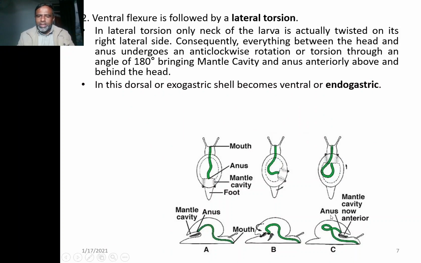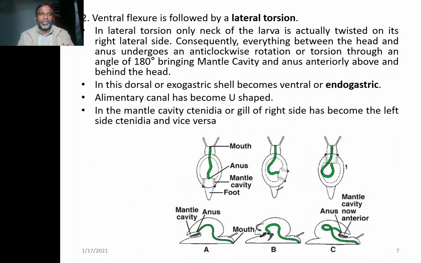Now, because of this lateral torsion, that is the twisting on the lateral side, this arrow indicates that it is twisting on the lateral side. The shell, which was previously present on the dorsal side of the intestine, has now occupied the position on the lateral side, this side. So this is called endogastric, or the shell is endogastric. The alimentary canal has become U-shaped. You can see over here, this has become a U shape. So a U-shaped alimentary canal has developed because of lateral torsion.